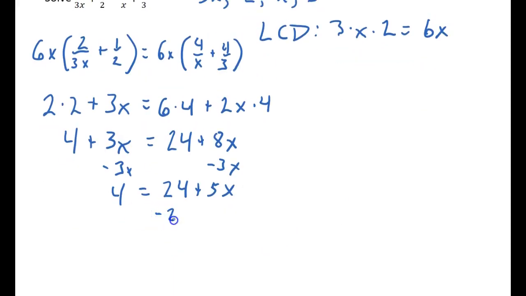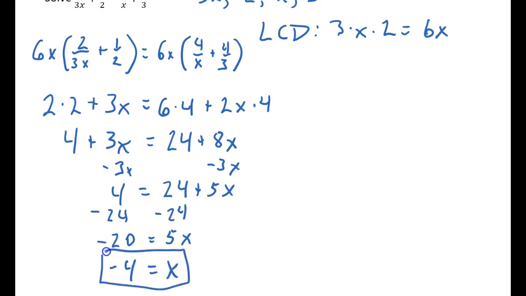And let's subtract 24 from both sides. And I get negative 20 equals 5x. So dividing by 5, negative 4 equals x.